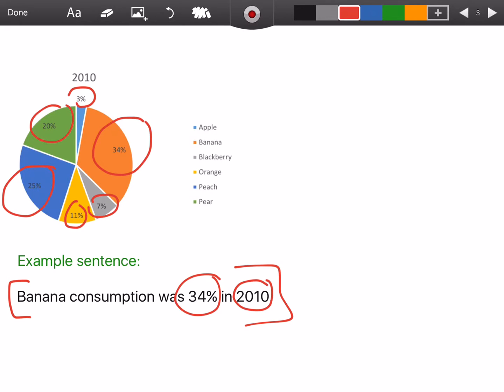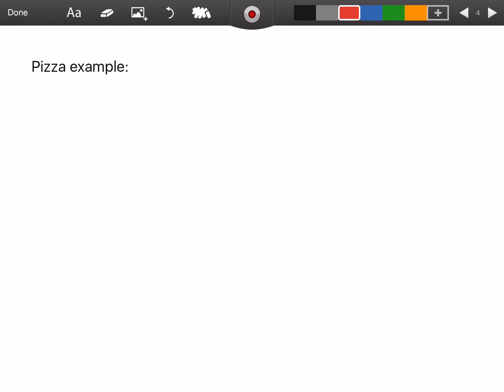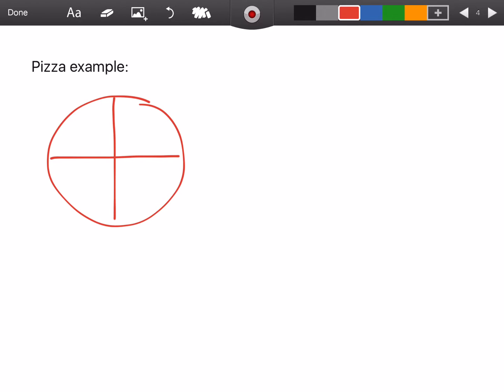In English, it's called fractions. So we're going to change the numbers to words, basically. So let me show you what we mean by this. I'm going to draw a pizza, and then we're going to divide it into 4. So as you can see, each piece has the same size. So 25%, 25%, 25, and another 25. So altogether it's 100%.